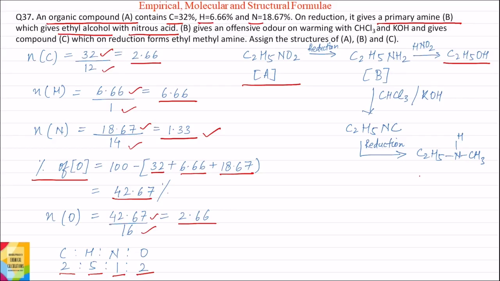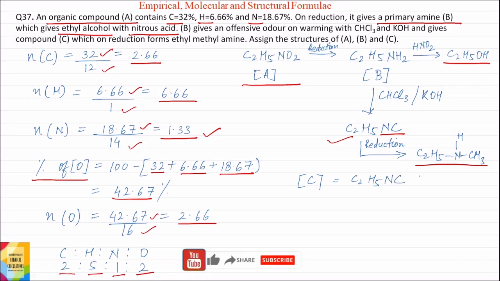Now B on treatment with CHCl3 and KOH gives an offensive odor. This reaction is known as the carbylamine reaction, and B on treatment with CHCl3 and KOH gives an isocyanide. The functional group NC is the isocyanide group. Therefore, C2H5NH2 on treatment with CHCl3 and KOH gives C2H5NC, and this reaction is also known as the carbylamine reaction. C2H5NC on reduction gives C2H5NHCH3. Now, the structure of C is C2H5NC. Therefore, C is C2H5NC. This is an isocyanide.